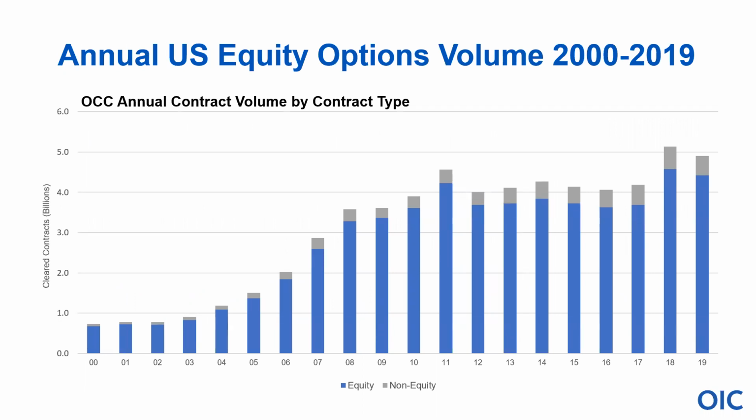I'm not going to bore you to death with volume slides, but this is the US equity option volume since the year 2000. And you can see that last year we cleared about 4.5 billion contracts. Nasdaq is one of our major participants. I think this graph shows how much the options business in the US has grown, and typically about 10% of this order flow comes from Europe.